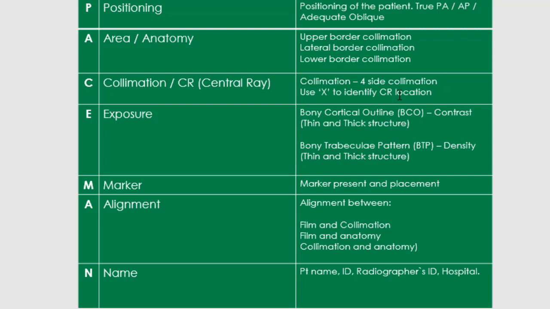Okay, next is exposure. For exposure factor, you need to check two things, contrast and density. Remember, contrast for thin and thick structure, density for thin and thick structure. What you need to check for contrast is BCO. If you can identify the BCO of the structures, that means the contrast is good. If you can see the bony trabecular pattern, that means the density is good. What is BTP? The inner part, the pattern inside. What is outline? It is the outer part.